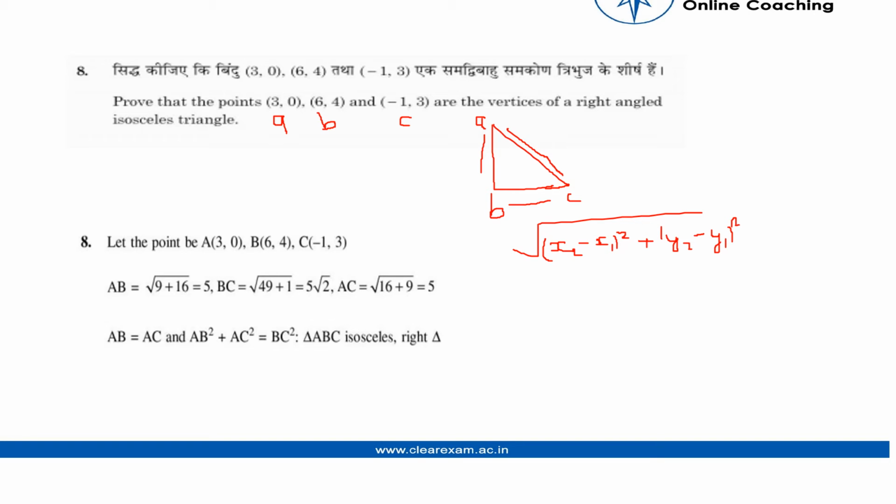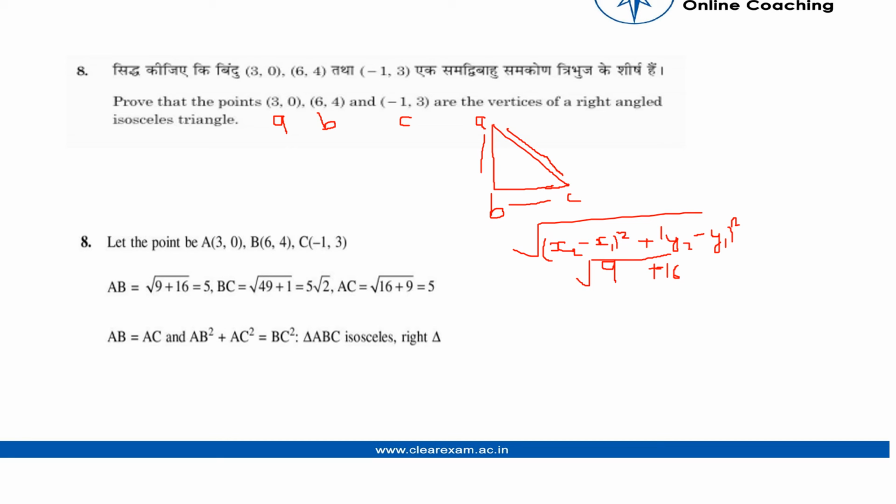So we can put the values like in this question. In this part we have x2 equals 6 and x1 equals 3. So 6 minus 3, whole square, is 9, and similarly y2 is equal to 4 minus y1 is equal to 0, and this is 0. So 4 square is 16, 16 plus 9, that is 9 plus 16, whole root, that is 25. Root 25 is equal to 5.